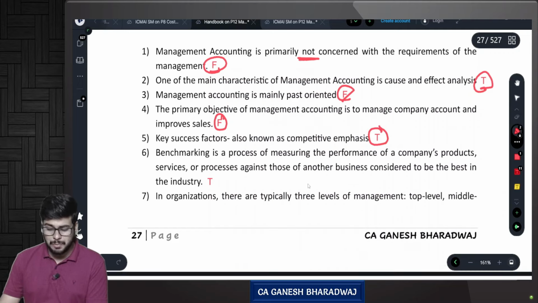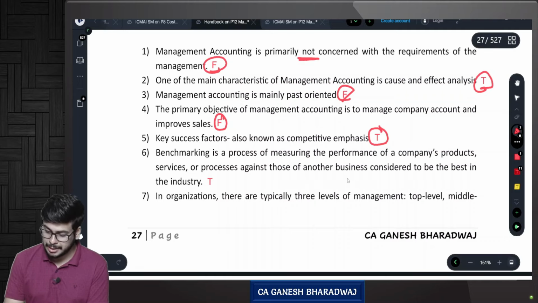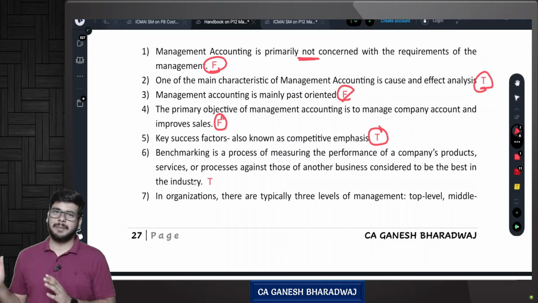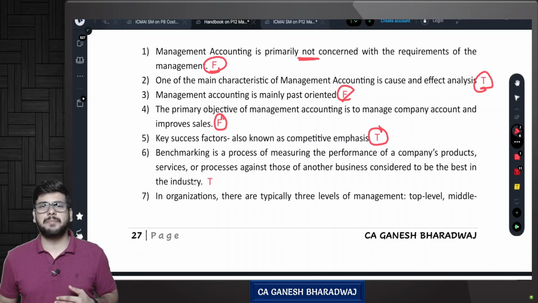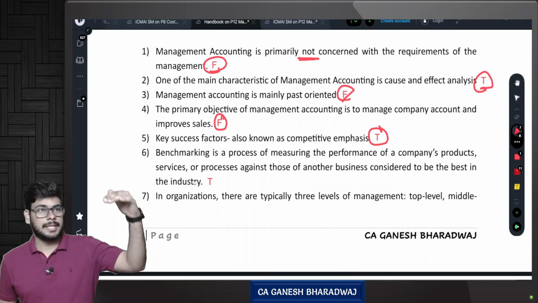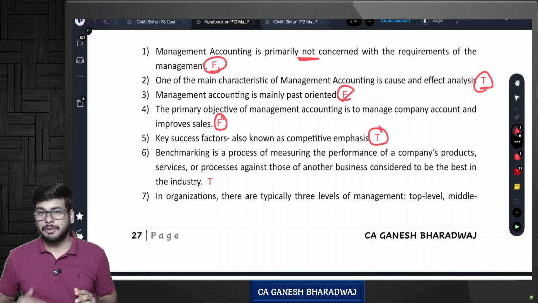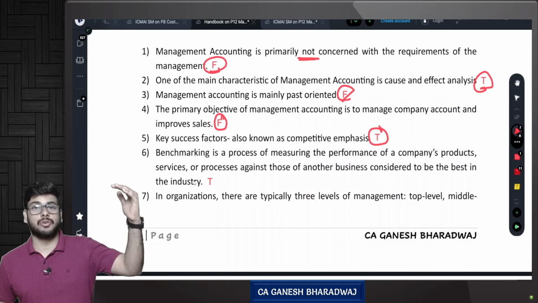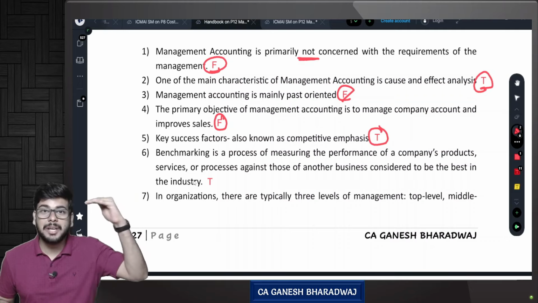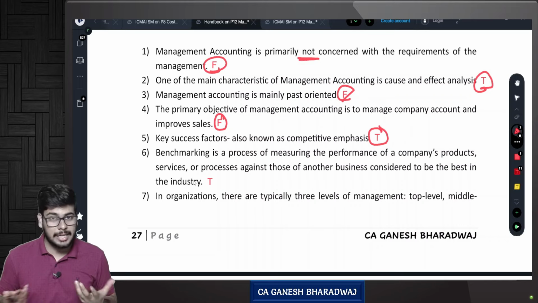Yes, true. Benchmarking is a process of measuring the performance of a company's product or services or processes against those of another business considered to be the best in the industry. Now, this benchmarking, we didn't see it anywhere in chapter one, but there is a separate area for benchmarking. We will see that. What do you mean by benchmarking? Suppose there is one student who studies really well and scores high marks. Now, what will our parents do? They will say, you should also study like that student. They will benchmark that student. They will say, you should be like him. Whether it's right or not, I'm not getting into that.